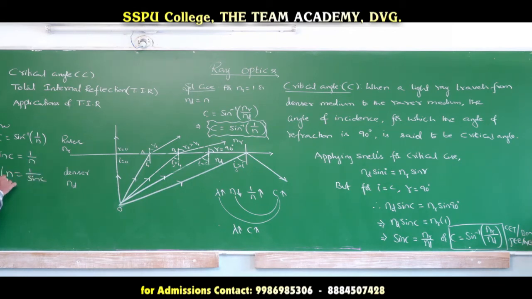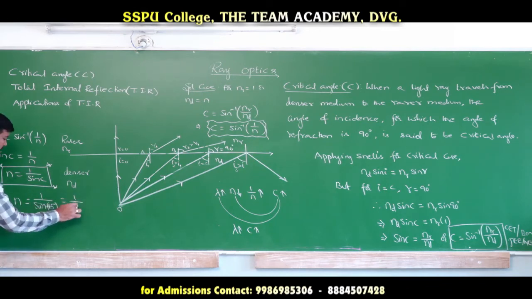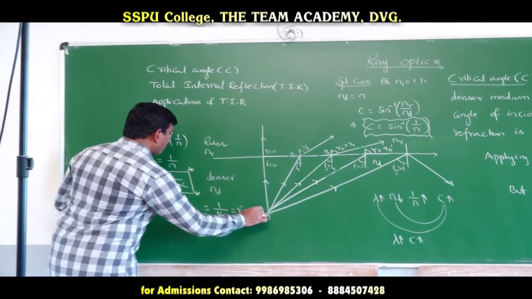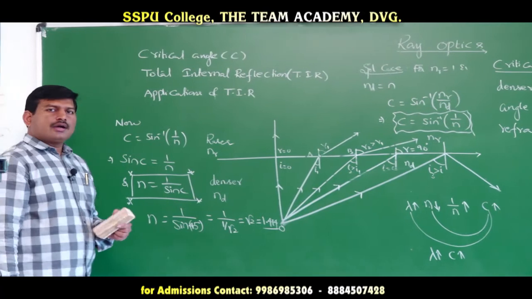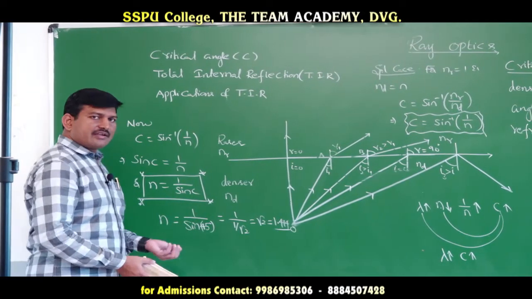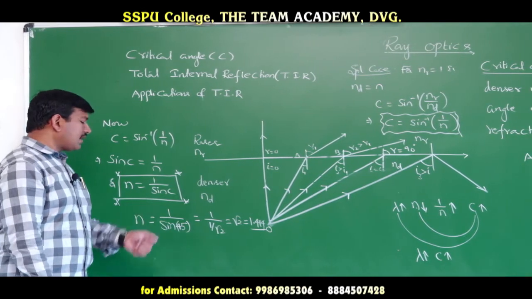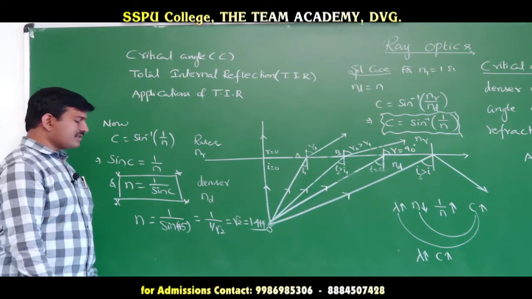N is equal to what? 1 by sin C. If the critical angle is equal to 45 degrees, what is the refractive index of that medium? N is equal to 1 by sin 45. Sin 45 is equal to 1 by root 2. Therefore, 1 divided by 1 by root 2 is equal to root 2, which is equal to 1.414. Or in a reverse way, they will ask, if the refractive index of the medium is equal to 1.414, what is the critical angle for that pair of media? 45 degrees. Is it clear?